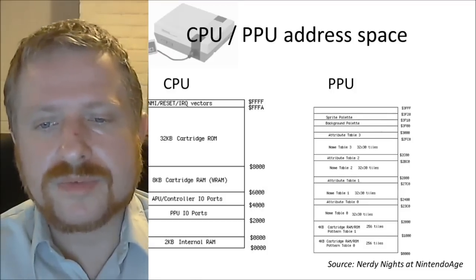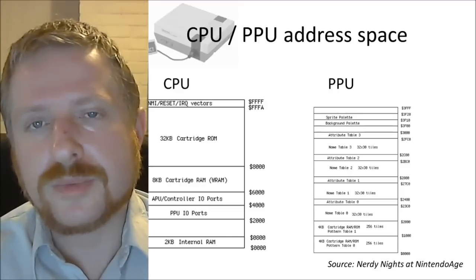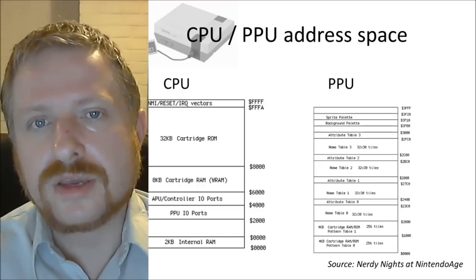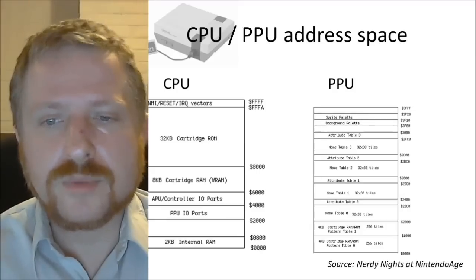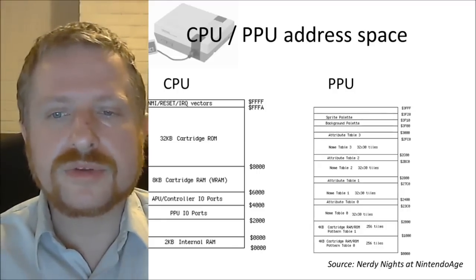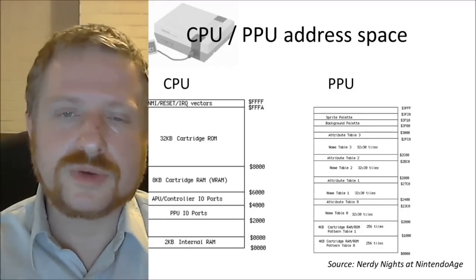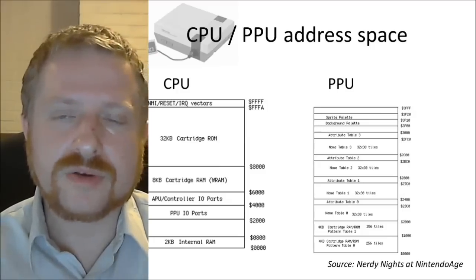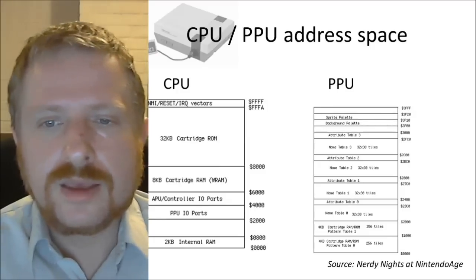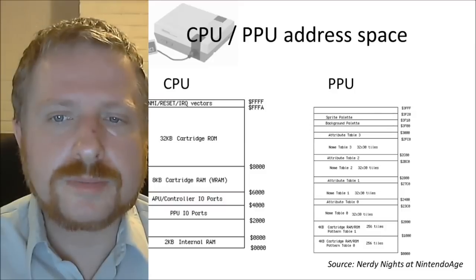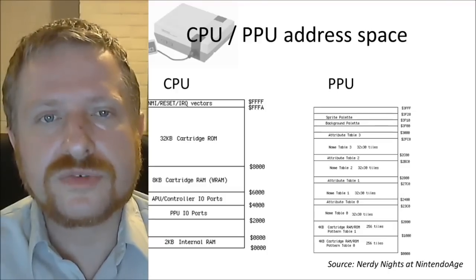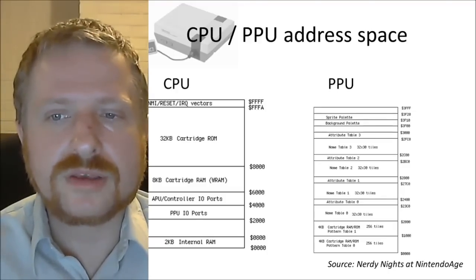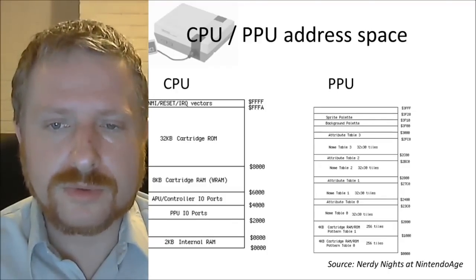And on top of each of those, you have attribute tables, and that determines the colors that are used to paint the background. So you have multiple name tables and attribute tables, so you can switch between these to give different backgrounds in your game. And above all that, you have the background palette and sprite palette. You have a limited number of colors that you can choose from, and that's stored in these palette variables.